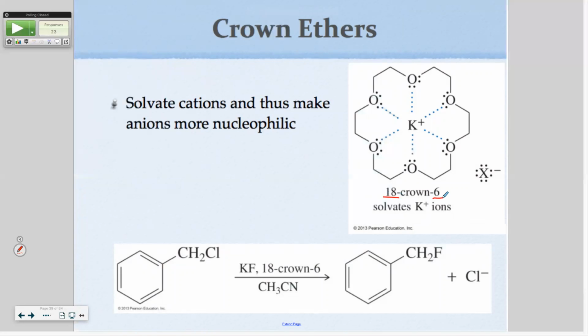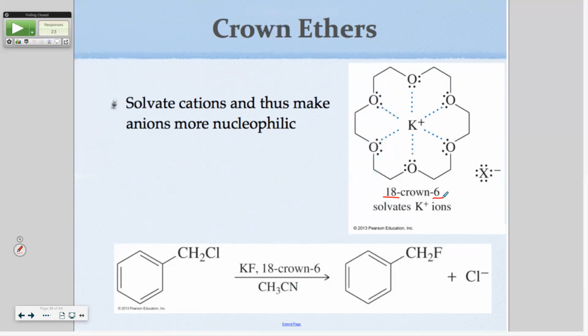What if you could have a bigger one, where you had 7 oxygens in it? Your hole in the middle is going to be bigger. So what they've done is they've designed these compounds so that they will fit specific cations on the periodic table. If you wanted to solvate lithium ion, you would use a smaller one. Which one do you use? Don't worry about which one. I don't know all of them.